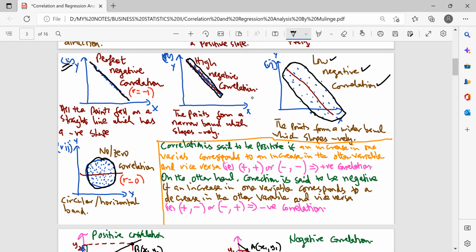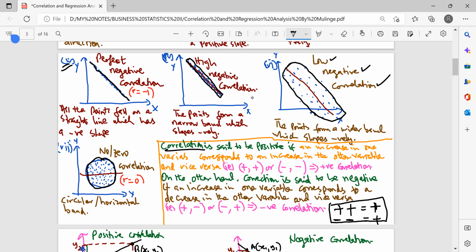Okay, then we say that correlation is said to be positive if an increase in one of the variables corresponds to an increase in the other variable and vice versa. That is, if an increase in the first variable corresponds to an increase in the second variable, then we say that that is positive correlation. We're also saying that the vice versa is, if a decrease in one of the variables corresponds to a decrease in the other variable, this will also be positive correlation. So if the direction of change is the same for the two variables, then there is positive correlation.